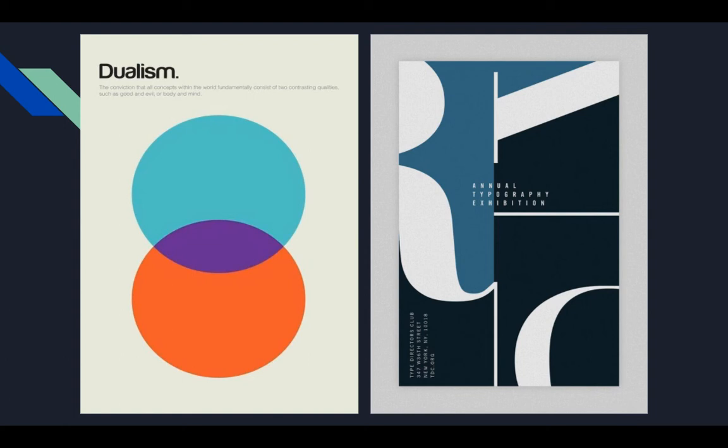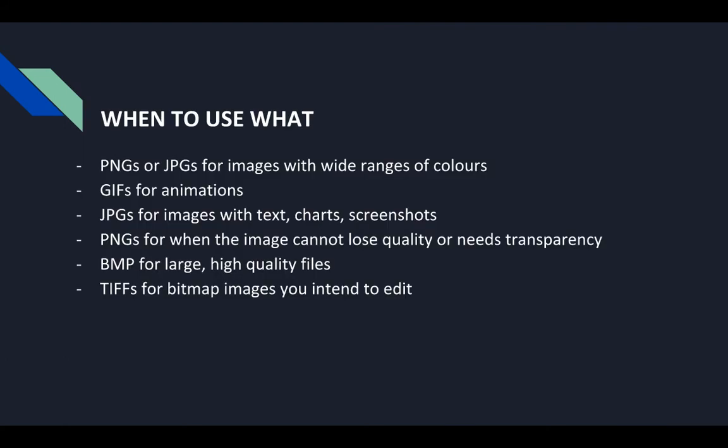And these are some examples of just images. So when to use what? PNGs and JPEGs are good to use when you need all the colors in an image. GIFs are good for just animated images. JPEGs are used in text charts and screenshots because they don't need too much detail, but they can still convey what they are displaying. PNGs are good when you can't afford to lose quality in an image, or if the image needs transparency. Bitmaps have high quality images, but they are really large. And TIFFs are for when you intend to edit a bitmap.